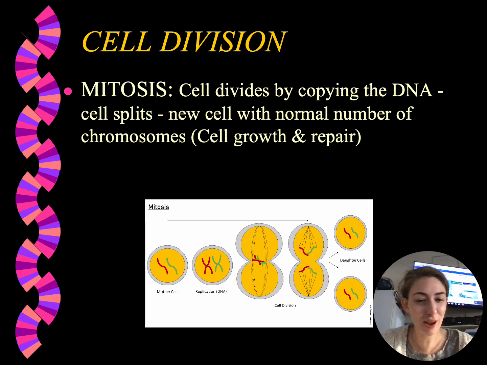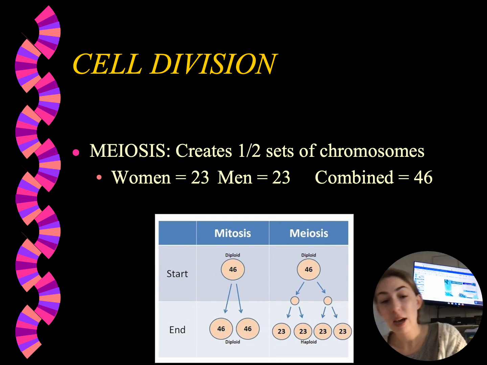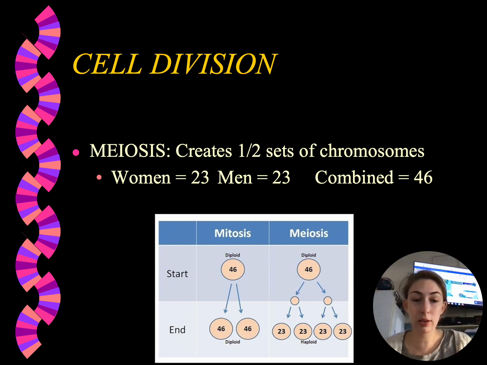Now, cell division also occurs, more importantly, in the process of meiosis. And this is where you're going to create half sets of chromosomes. So for women, you're going to produce 23. For men, you're going to produce 23. So that's our XX versus our XY. And then together, when those cells are in the process of reproduction, they produce a cell with the 46 chromosomes. So your little baby cell.